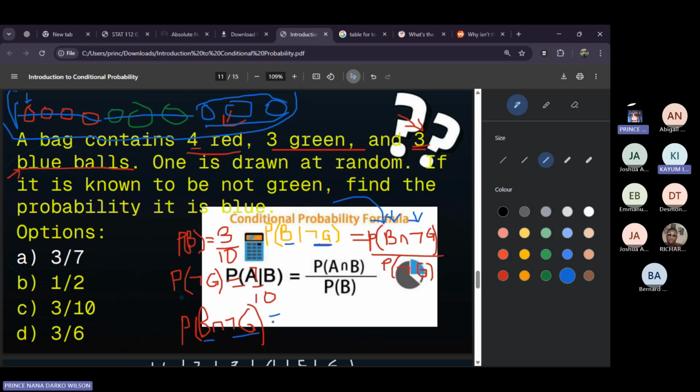So the number of balls that are blue and not green will be the three blue balls, which are at the same time not green. So you see, it doesn't apply to the red balls, neither does it apply to the green balls. It only applies to the three blue balls. So blue and not green is going to be 3 out of the total number of balls there, which is 10. And then you plug them into the formula. That's going to be the probability of B and not green, that's the one over down here, divided by the probability of being not green, that's the one up here. So divided by 7 over 10.